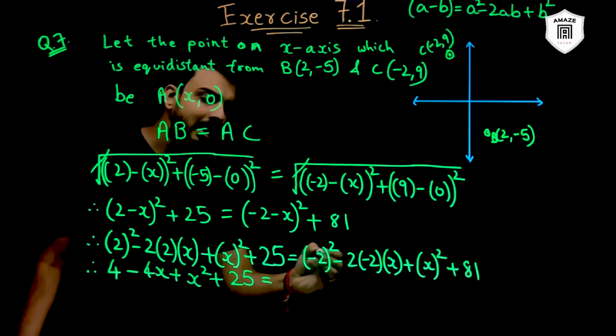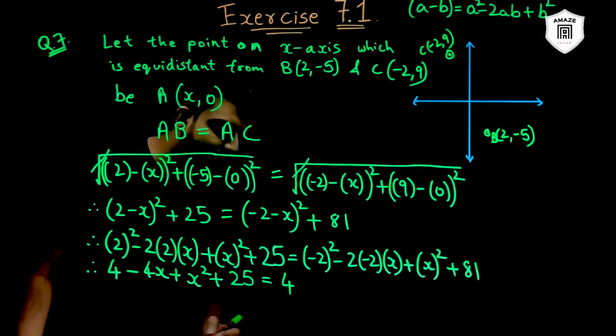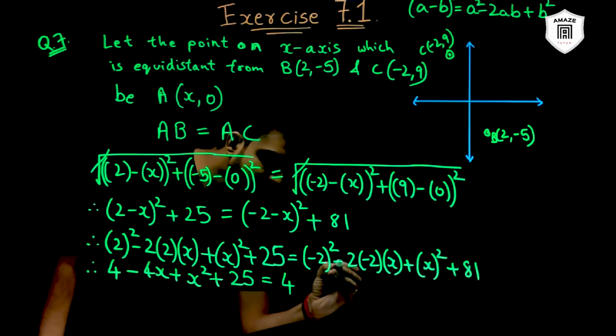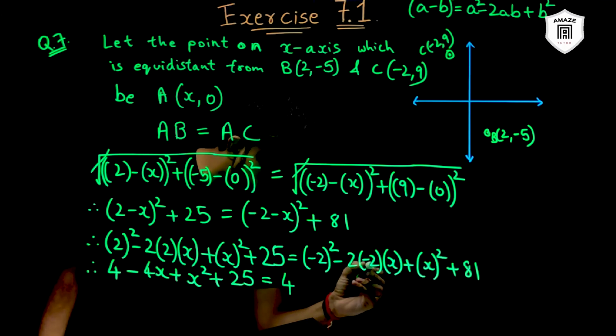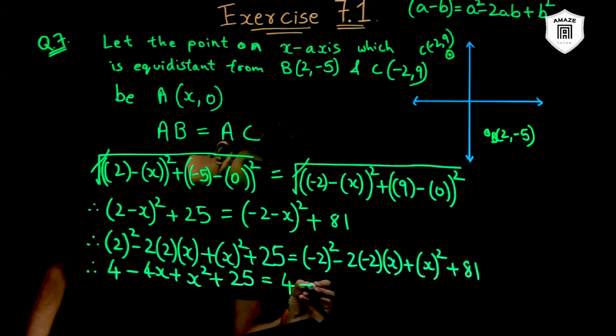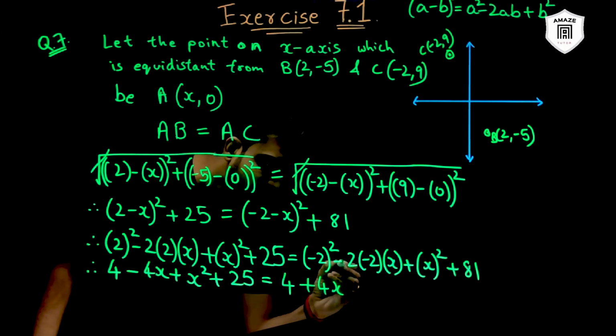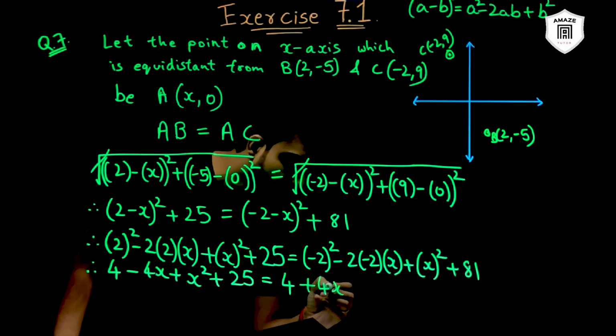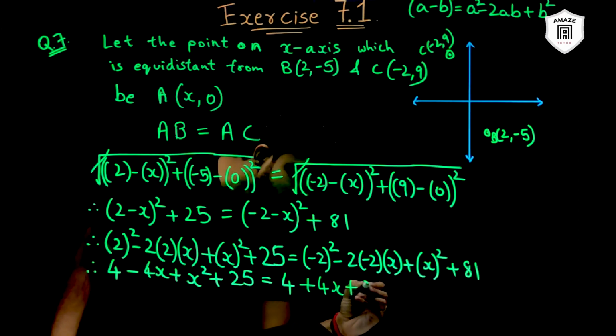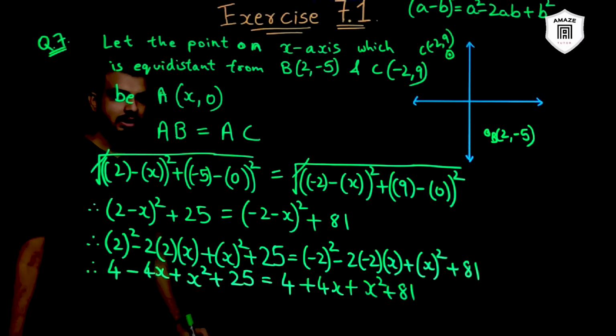What is minus 2 square? Minus 2 square is plus 4, right? Because minus 2 into minus 2 is plus 4. This is minus 2 into minus 2, which is plus 4, into x, plus 4x, right? Basically minus minus plus, and 2 into 2, 4x plus x square plus 81, right?